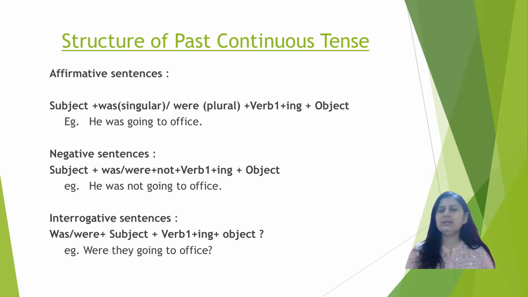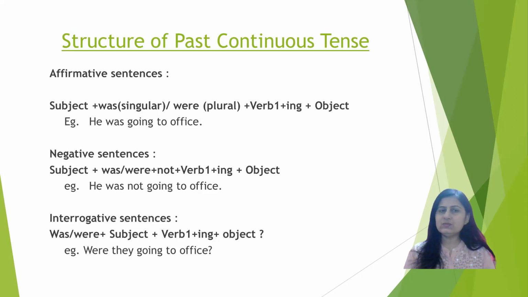And the rest will remain the same. Subject plus was/were plus not, then the first form with -ing, and the object. Like, he was not going to office. So not will be added with was. Now if it is a plural subject, it will become, they were not going to office. So not will be added after was or were.